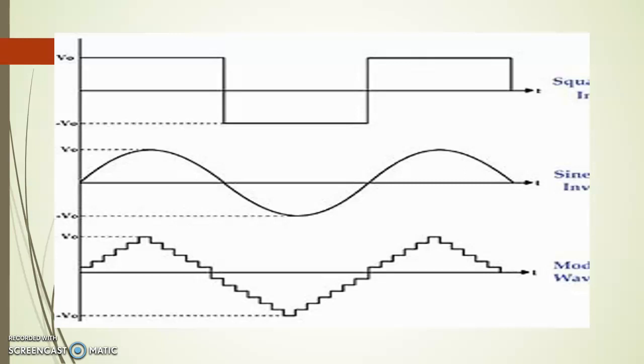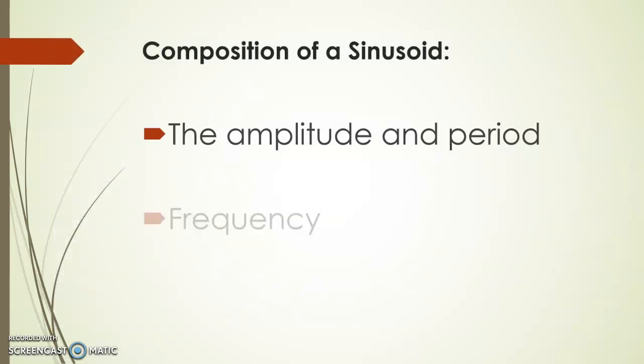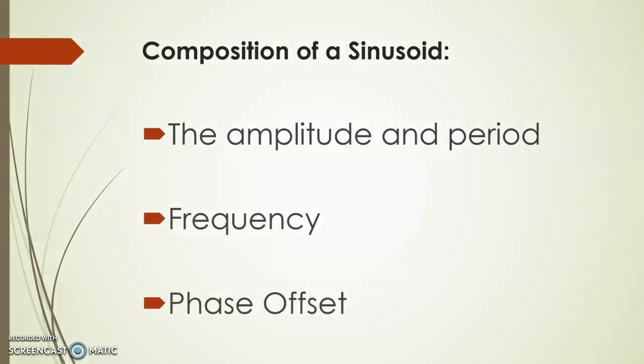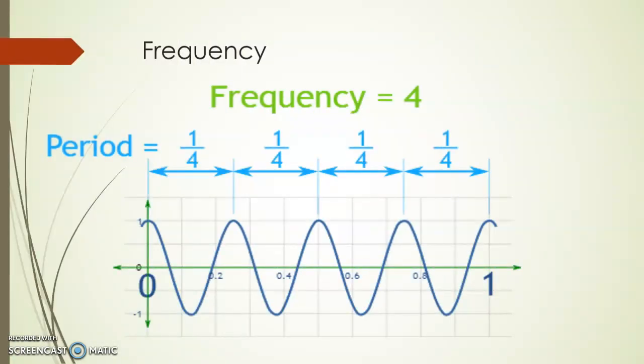Sinusoids can be modeled in different shapes such as square, modular, or triangular waves. Sinusoids are composed of very important things, which are the amplitude, frequency, and phase. The amplitude is the height of the wave from peak to the center line. Frequency is how often something happens per unit of time. For example, in the diagram below is a cosine function that repeats 4 times between 0 and 1. Therefore, the frequency is 4 and the period is 1/4. The unit usually used for frequency is hertz or radians per second.